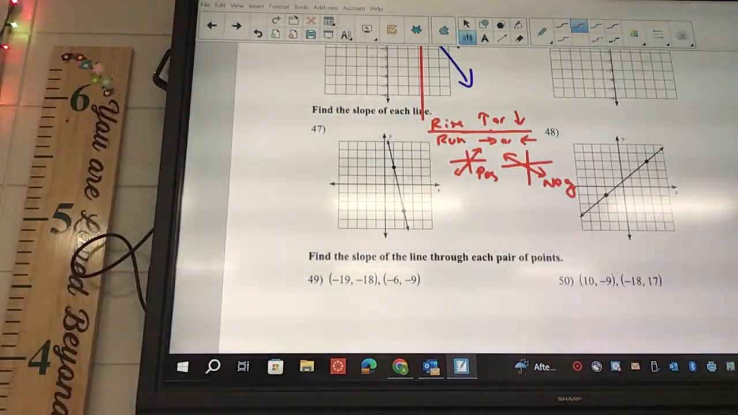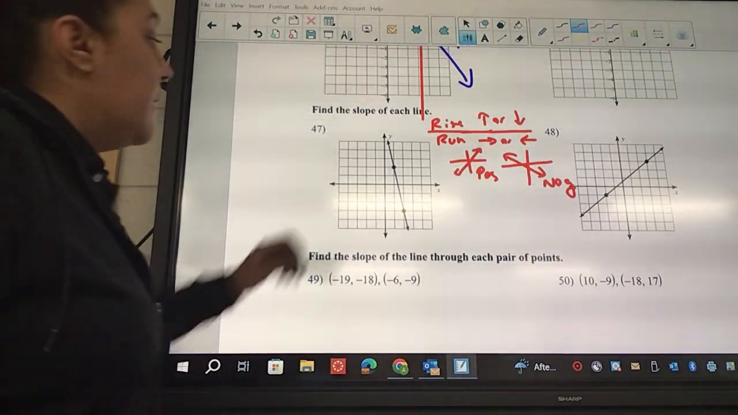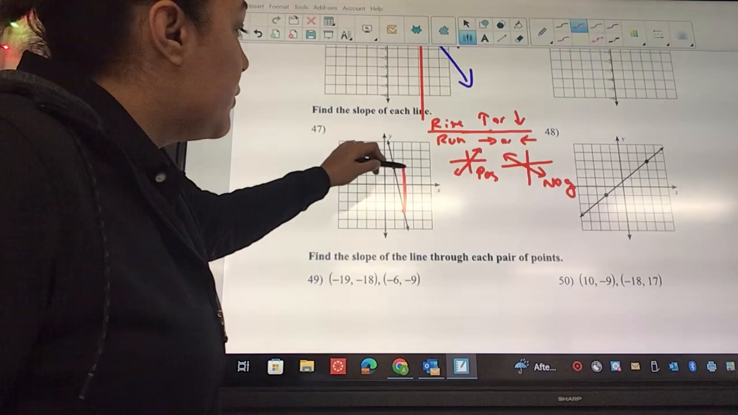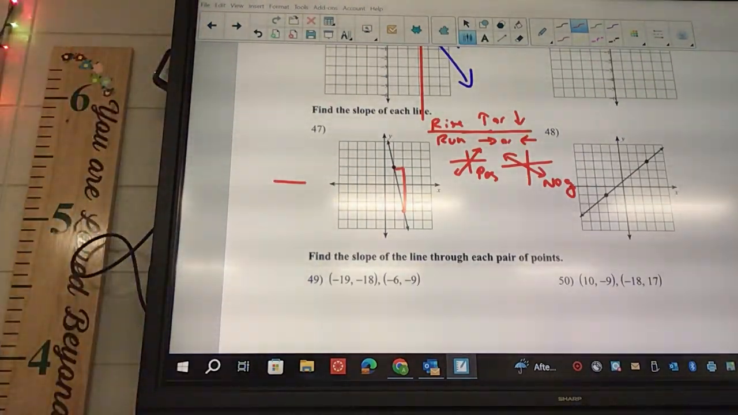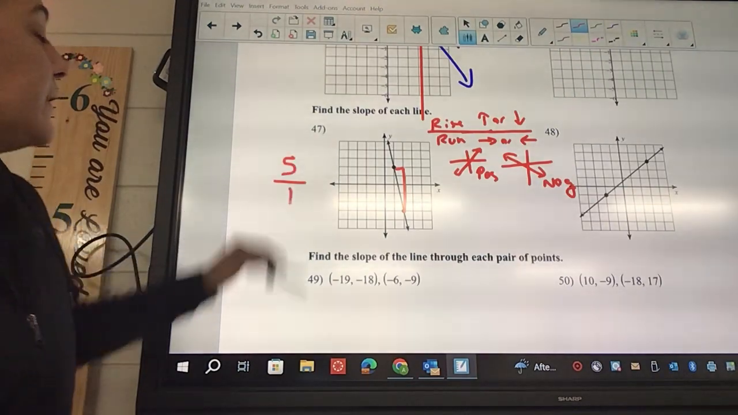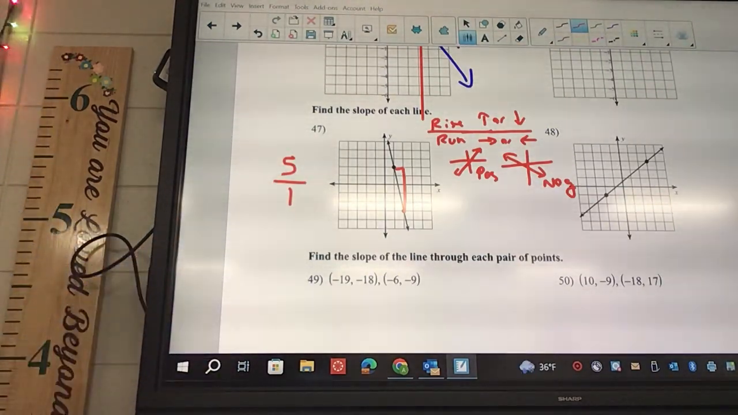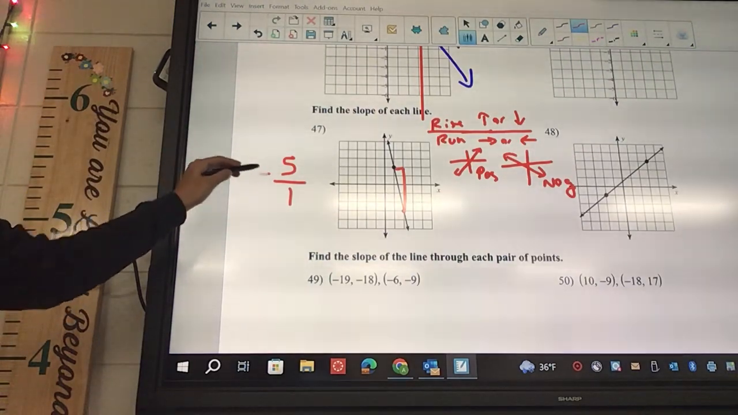We always count from the lowest dot up to the highest dot. So we're going to start with this dot. How much do you go up and how much do you go over? 5 and 1. You said 5 and 1? Somebody agree? Do we go up 5 and then over 1? Yeah. Okay, and then lastly, is this a positive or a negative line? It is a negative line. So we're going to throw a negative on there.